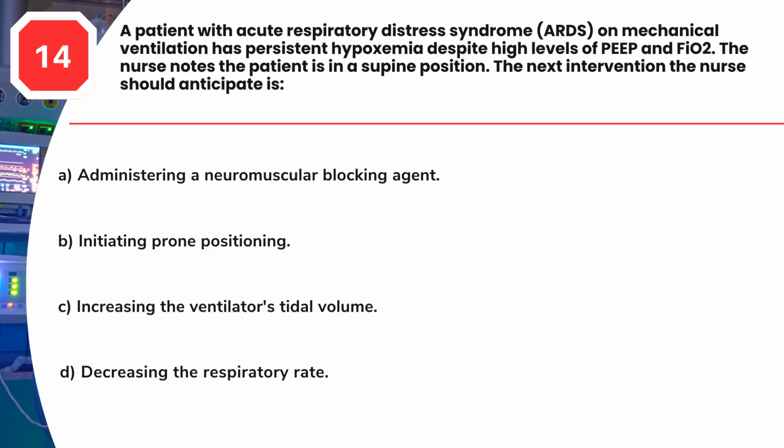Question 14. A patient with acute respiratory distress syndrome, ARDS, on mechanical ventilation has persistent hypoxemia despite high levels of PEEP and FiO2. The nurse notes the patient is in a supine position. The next intervention the nurse should anticipate is A. Administering a neuromuscular blocking agent. B. Initiating prone positioning. C. Increasing the ventilator's tidal volume. D. Decreasing the respiratory rate.